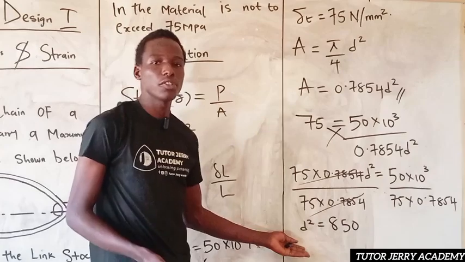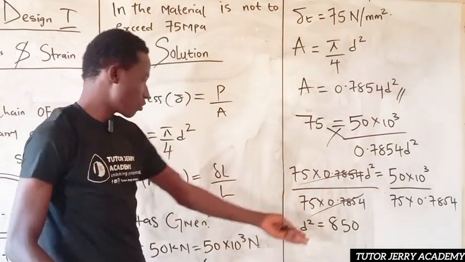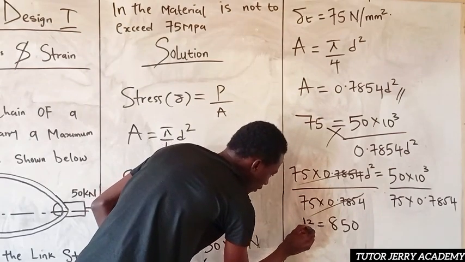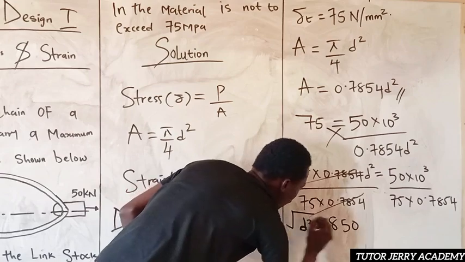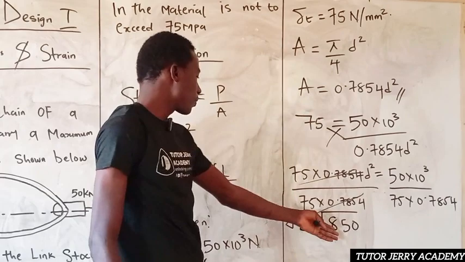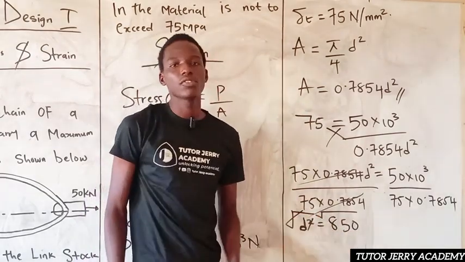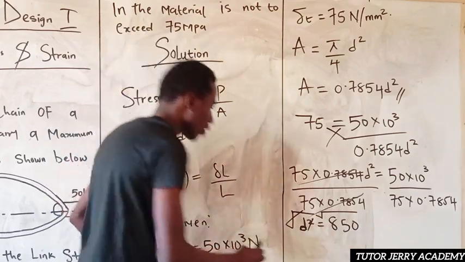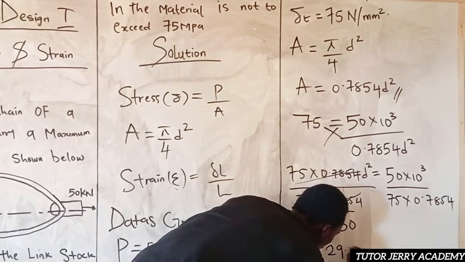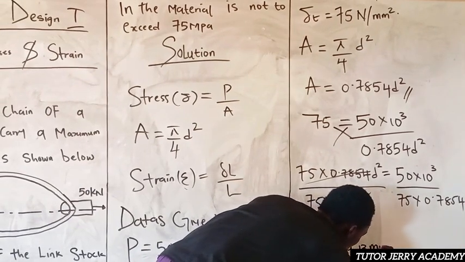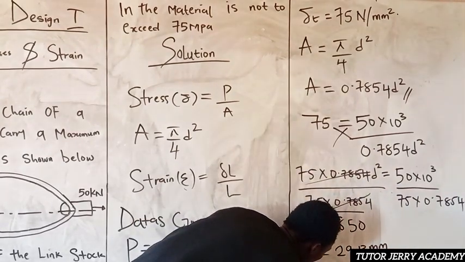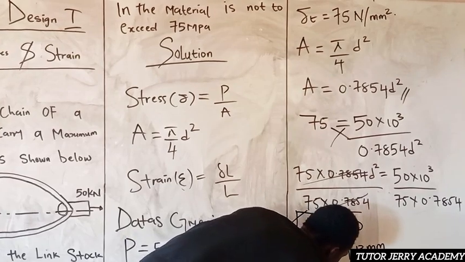How do we get our value for d? We can take the square root of both sides to remove the square here, and then we'll have our value for d in millimeters. You agree with me that the square root of 850 is nothing but 29.13. So our d, which is our diameter, is equal to 29.13 millimeter. Or we can approximate and say our d is nothing but 30 millimeters.